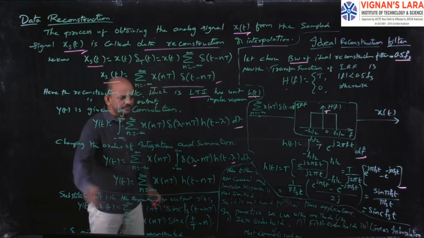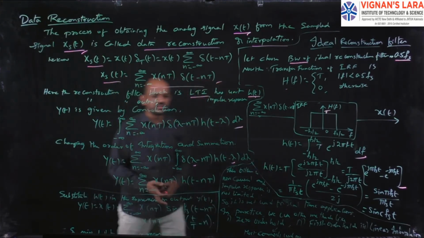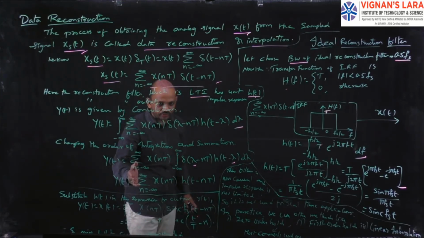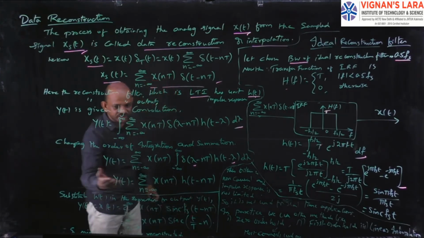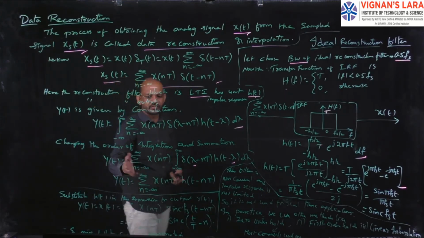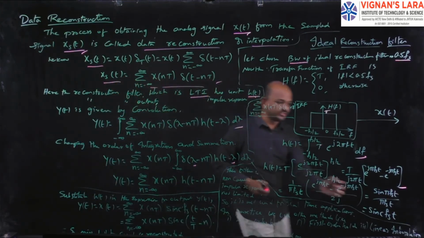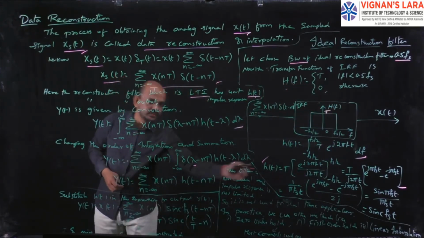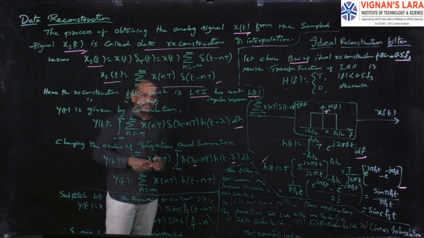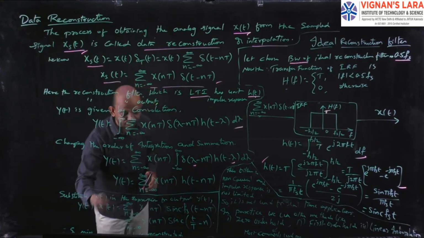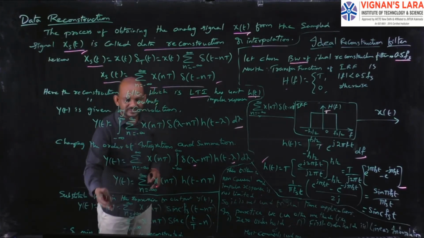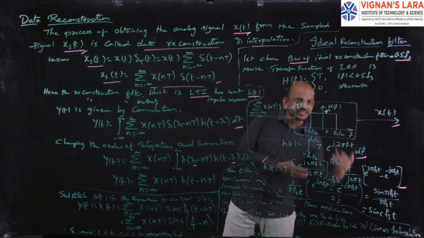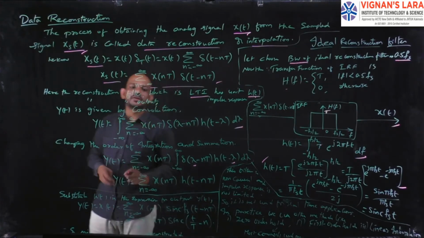Now substitute this value of h of t in the expression of the output y of t. Now y of t will be equal to x of t. Why? Because the output of this is our original signal. So this is also the output of the reconstruction filter.